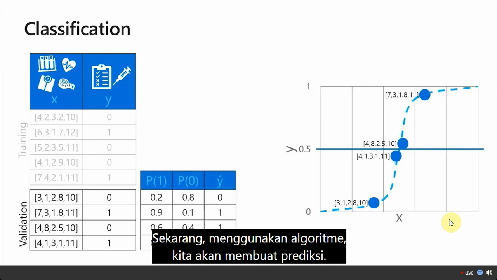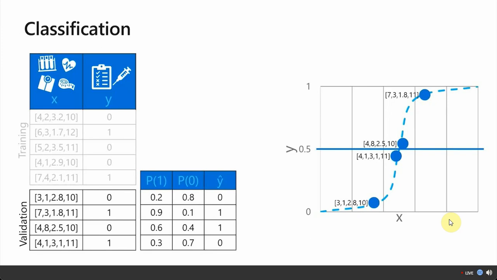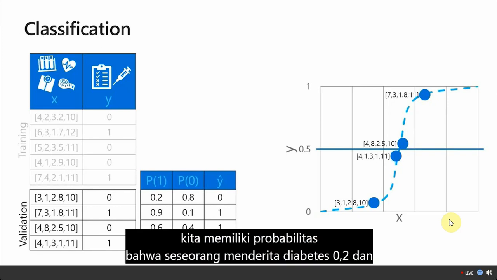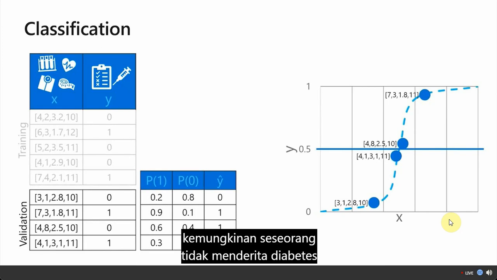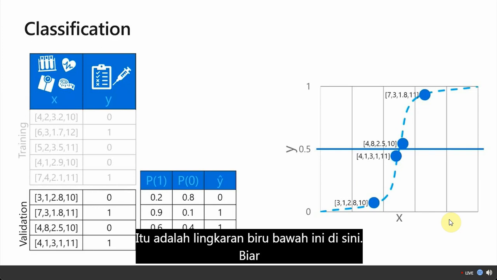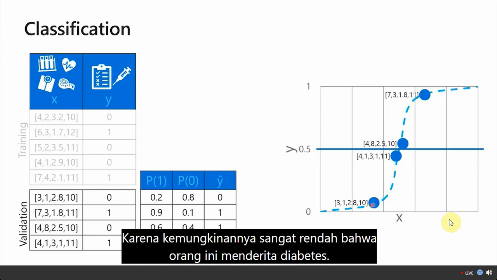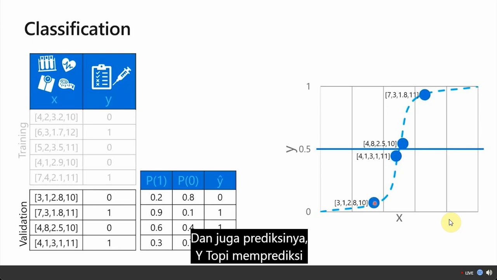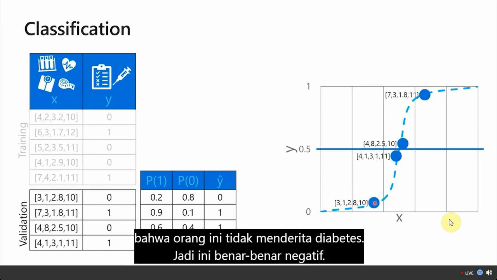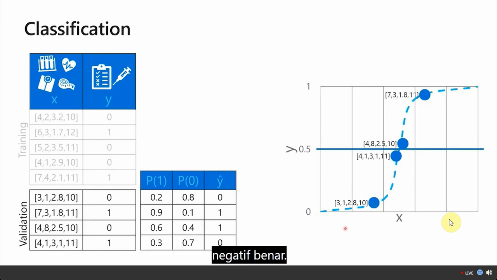Now, using the algorithm, we're going to make predictions, and we're going to get the probabilities. For the first row, we have a probability that a person has diabetes of 0.2, and the probability that a person does not have diabetes is 0.8. And that is this bottom blue circle here. Let me just point it out with a little laser pointer: it's this one, right? Because the probability is very low that this person has diabetes. And also the prediction, the y-hat, predicted that this person does not have diabetes. So this is truly negative. That's what we call a true negative.